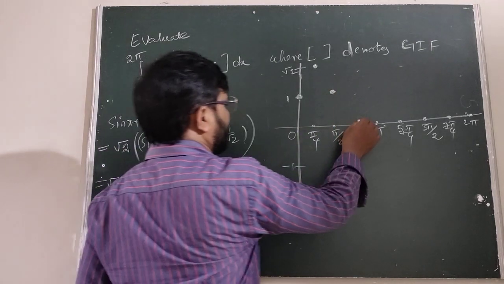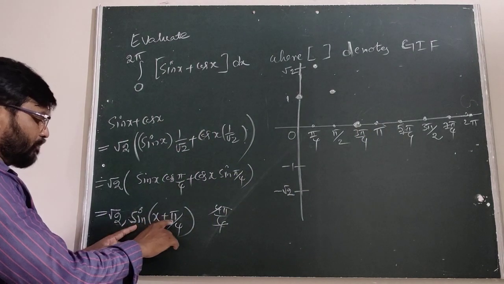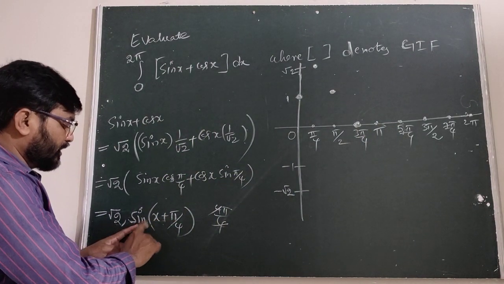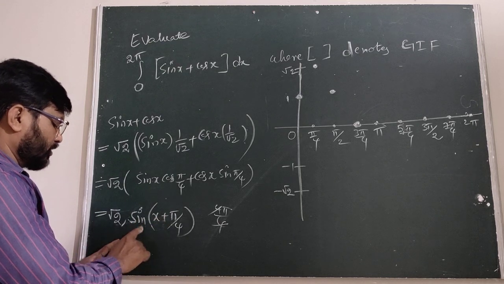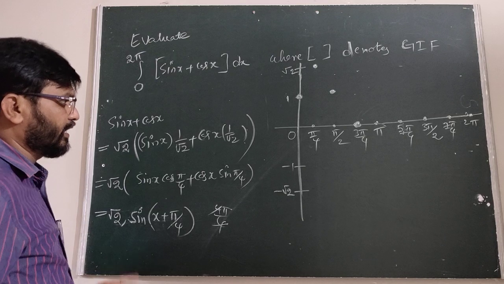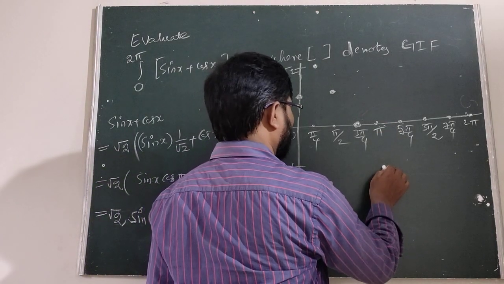After that, we substitute pi. When we substitute pi, sin of pi plus pi by 4 is in the third quadrant. In the third quadrant, sine is negative. Therefore sin 45 gives minus 1 by root 2, root 2 cancels, and we get minus 1.